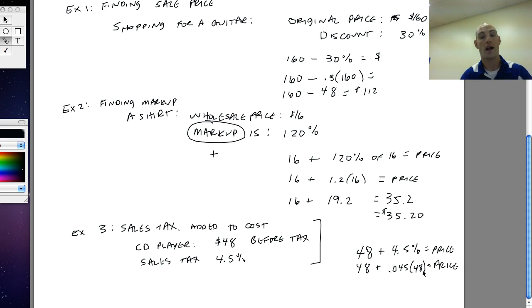See how I did that? I converted my percent to a decimal. And so, calculator, 0.045 times 48. So that's $2.16. So 48 plus 2.16 is 50.16. Guys, this is exactly what happens in the stores. You get charged markup, which is reflected in your sales price, and you also get charged sales tax when you go up to the register.